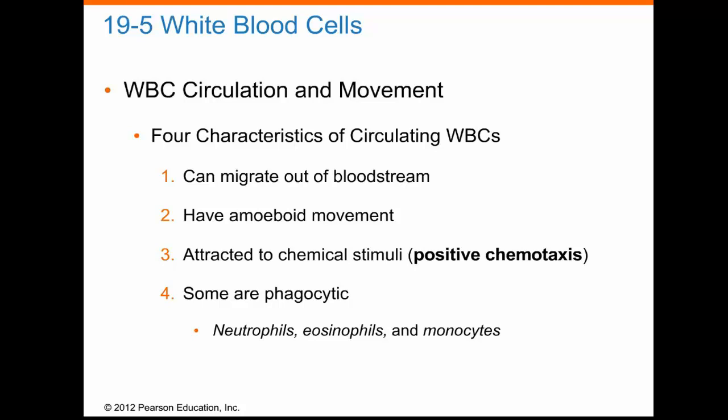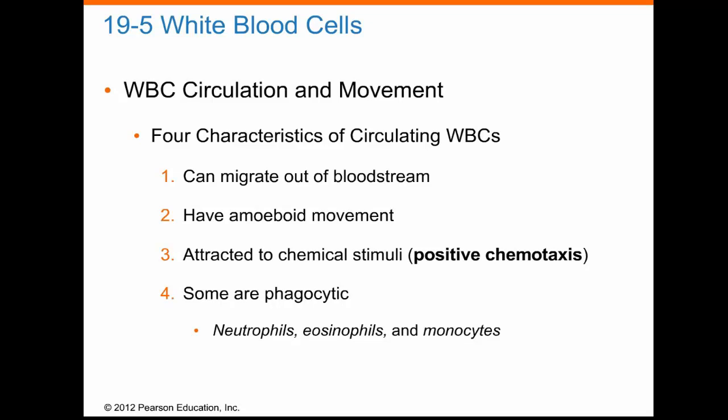For white blood cell circulation and movement, there are four characteristics of white blood cells. They can migrate in and out of the bloodstream. They have amoeboid movement, so they can move through the vessel walls. And they're attracted to chemical stimuli, so they have positive chemotaxis. A chemical might be released when there is a wound and bacteria, or an infection where chemicals are being released by the bacteria. The white blood cells will pick up on this and migrate to the area.